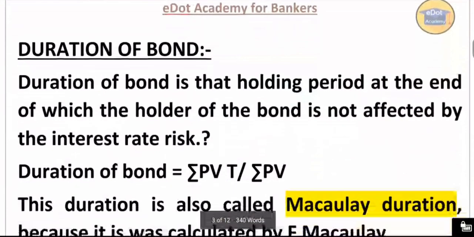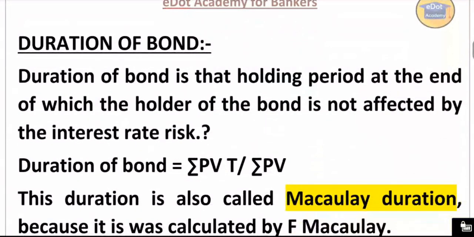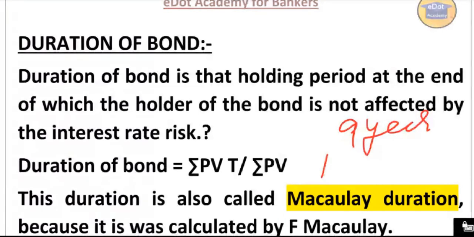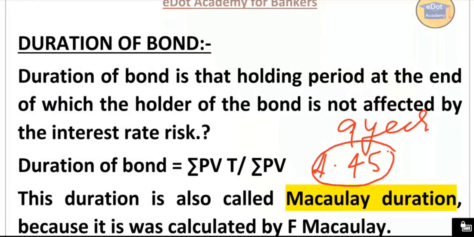So duration of the bond is the holding period at the end of which the holder of the bond is not affected by the interest rate risk. Let us take one example here. Let the maturity period of the bond be 9 years, and let's say the duration of the bond we are getting is 4.45. That means 4.45 years is the period up to which the bond holder must hold the bond, because otherwise he would be at the risk of losing money.